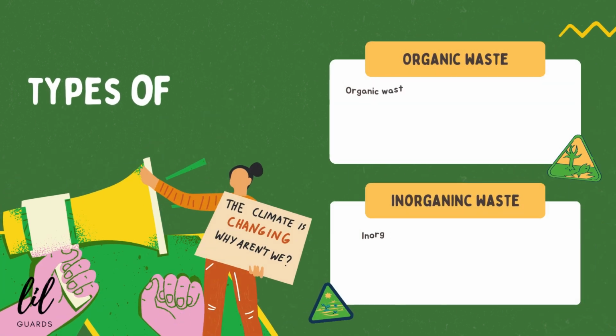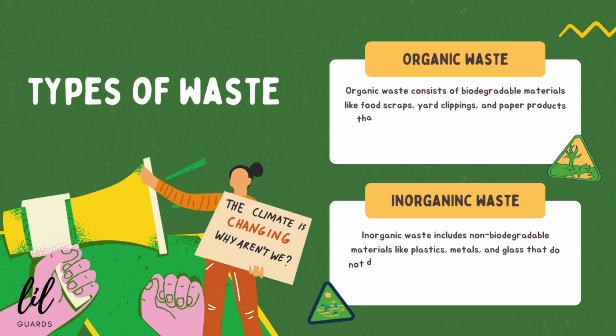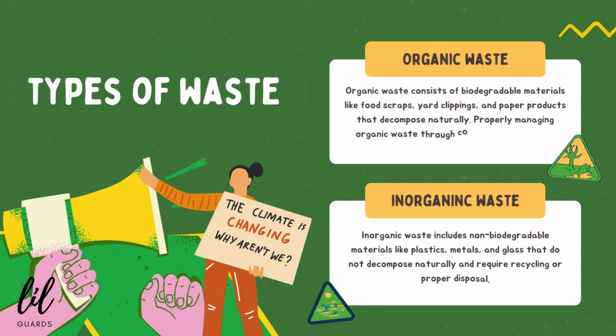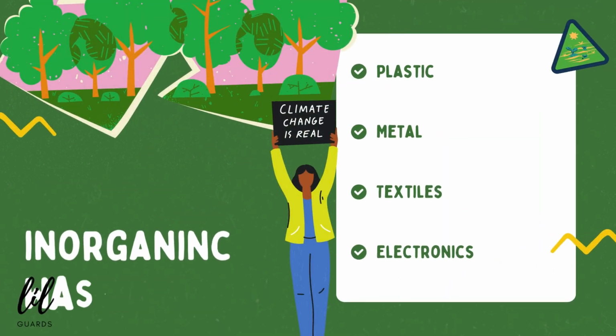There are two types of waste: organic and inorganic. Organic waste consists of biodegradable materials like food scraps, yard clippings, and paper products that decompose naturally. And inorganic waste includes non-biodegradable materials like plastics, metals, and glass that do not decompose naturally and require recycling or proper disposal. Inorganic waste includes plastics, metals, textiles, and electronics.